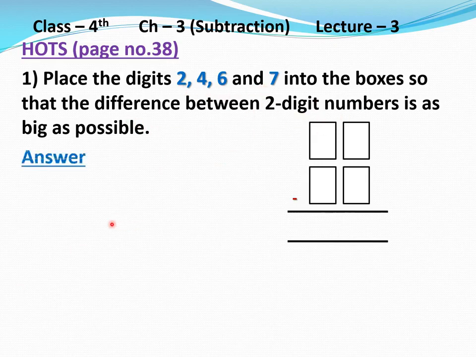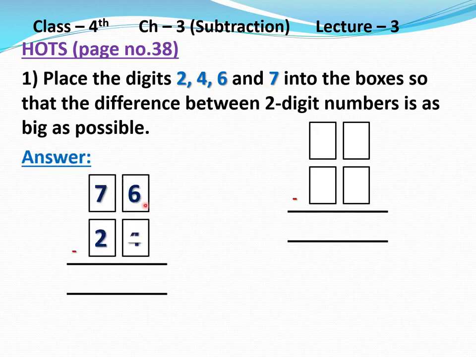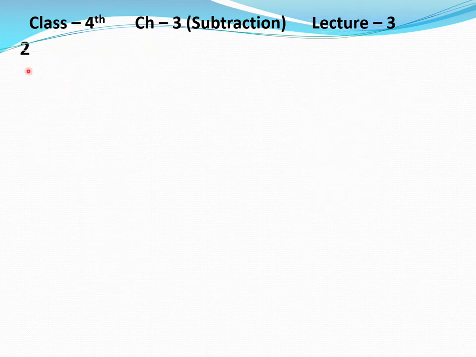Clear? So write down answer. See, 76 is the greatest two digit number and 24 is the smallest two digit number out of these given digits 2, 4, 6 and 7. See, 6 minus 4, 2, 7 minus 2, 5. Answer is 52. Clear?